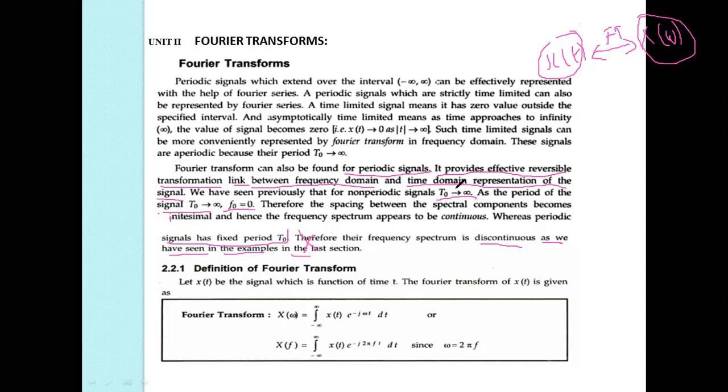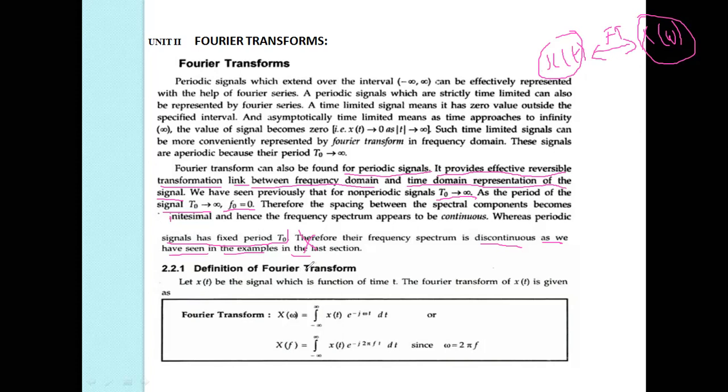Non-periodic means it does not have a particular time interval, and T tends to infinity. It is a non-periodic signal. As the period T naught tends to infinity, the frequency becomes 0. The frequency becomes 0.